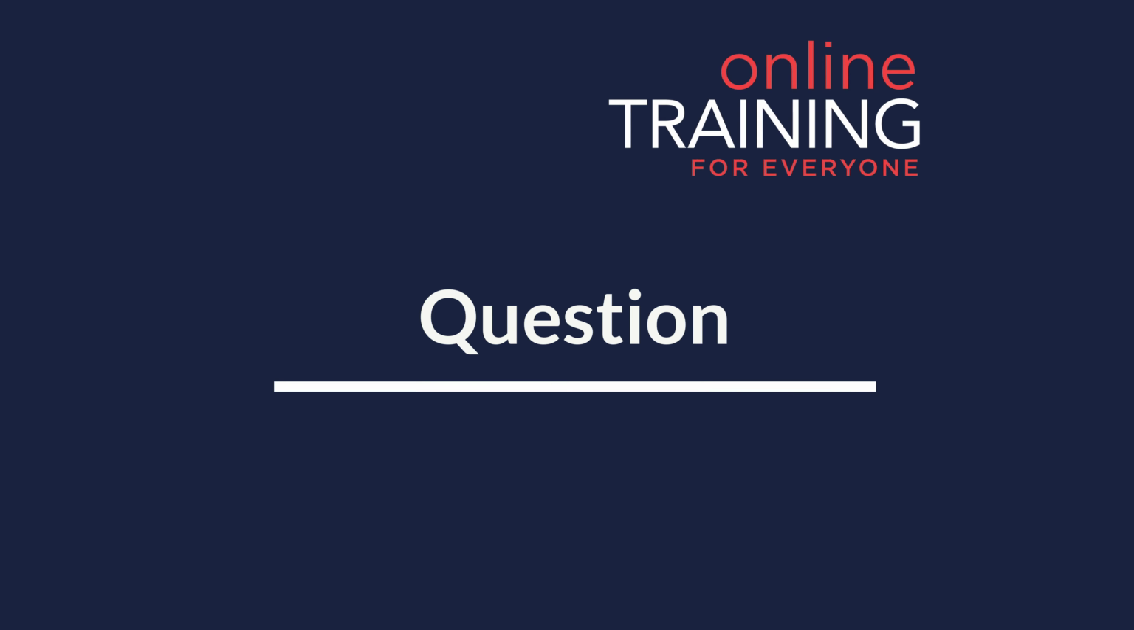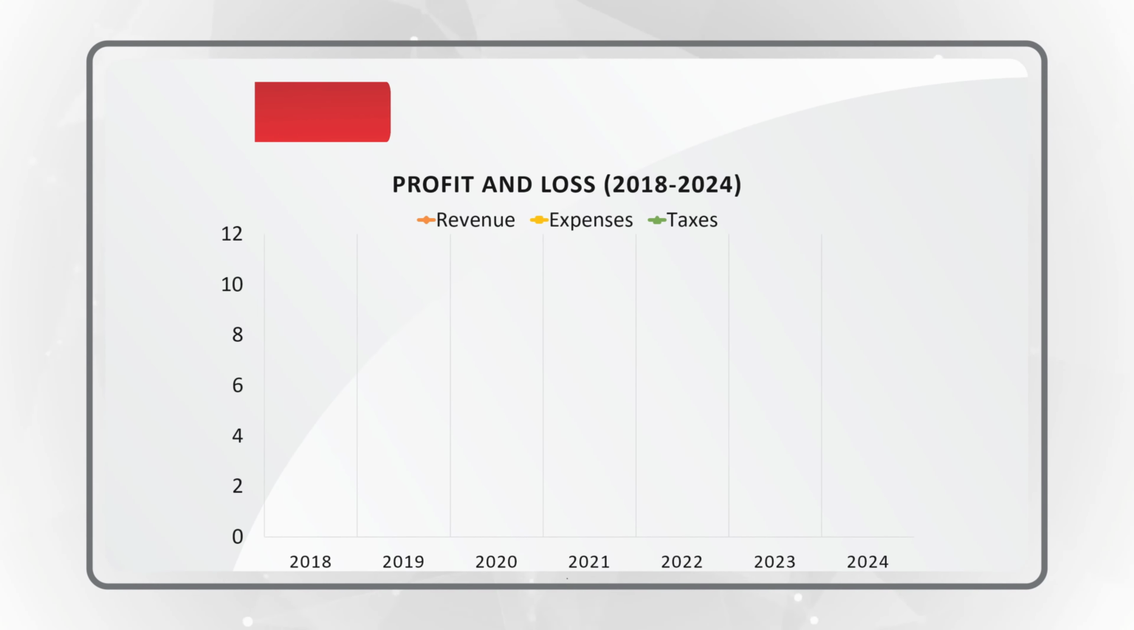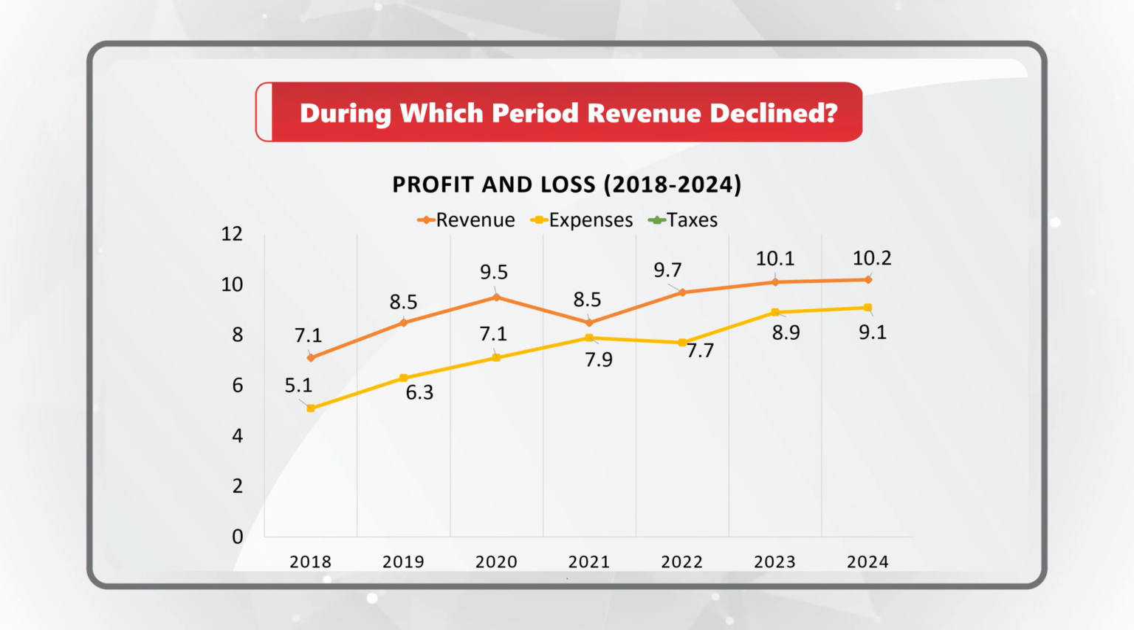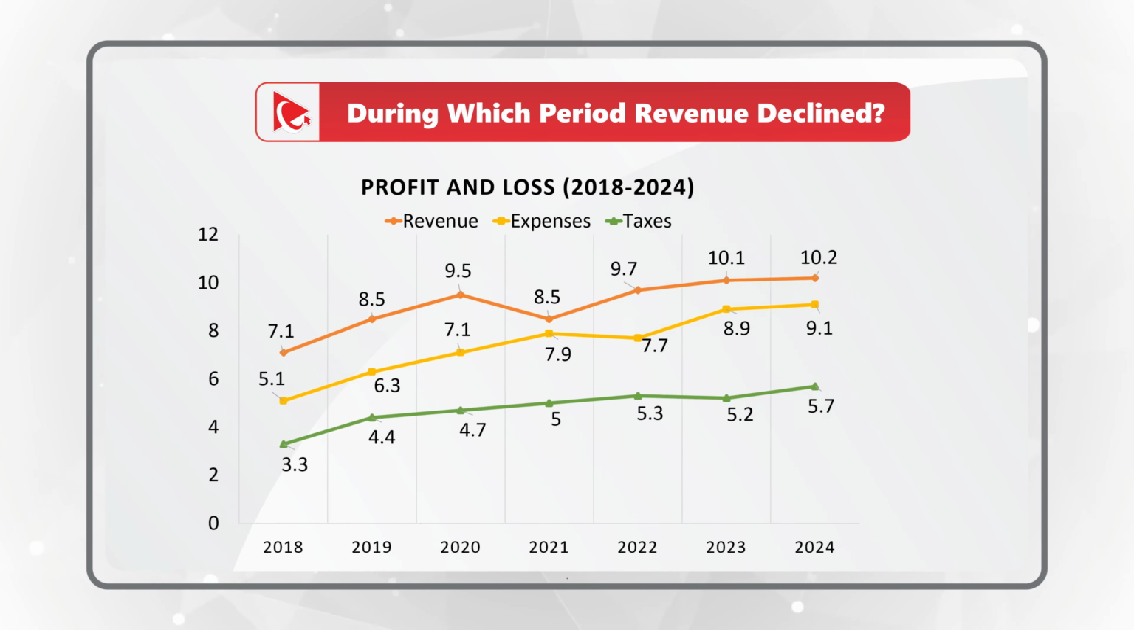Here's a rather unexpected question you might frequently see on the test. You need to determine during which period revenue declined, and you're presented with the profit and loss chart that covers periods from 2018 to 2024. On the chart, you see 3 lines representing revenue, expenses, and taxes.